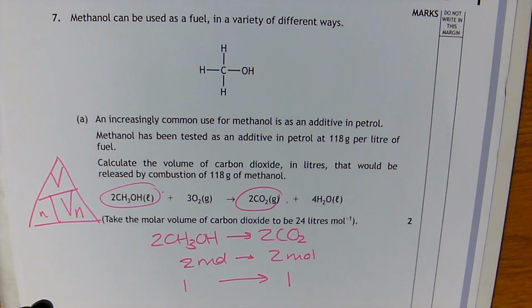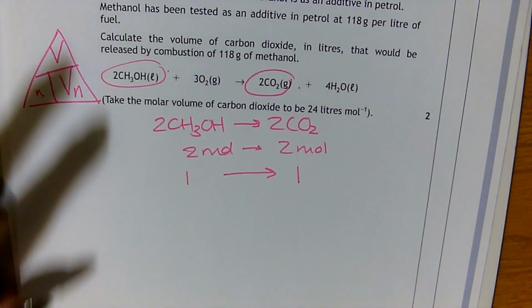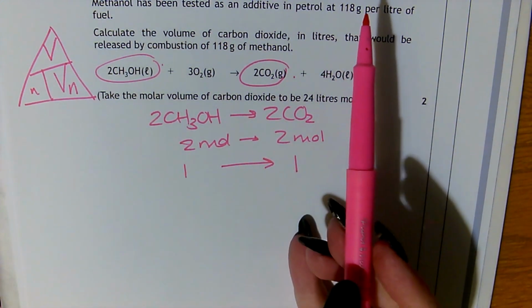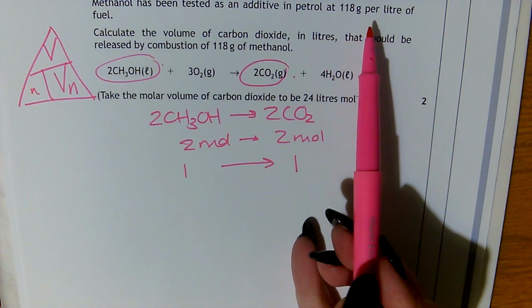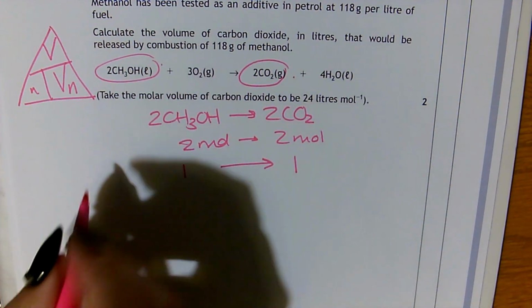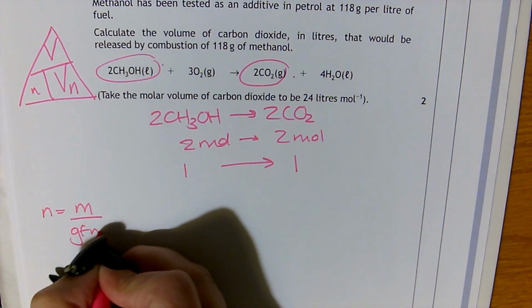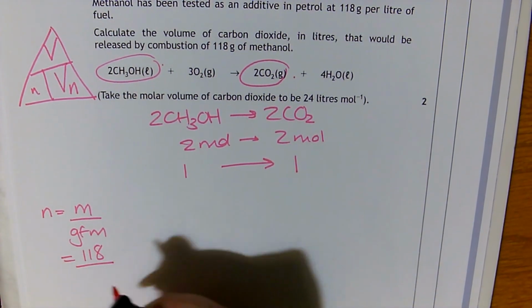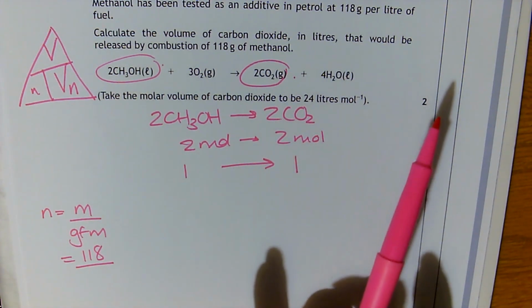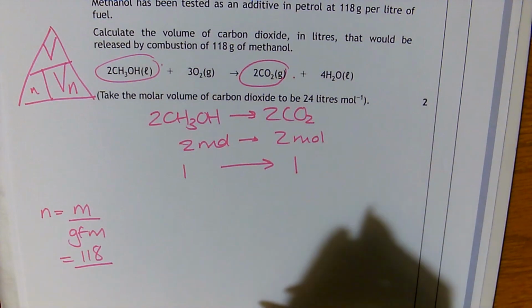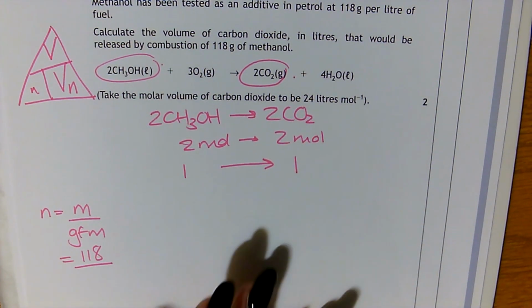Okay, and now we have to calculate the number of moles that we actually have of one of our chemicals. It tells us that we have 118 grams per litre of fuel, of methanol. So that's our mass. We can do number of moles equals mass divided by GFM. So we have 118 grams of methanol. Oh, and we need to work out the gram formula mass of methanol.